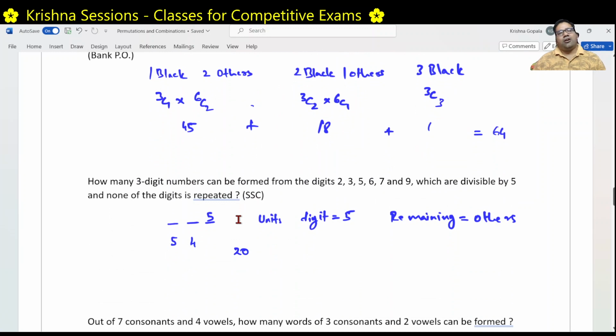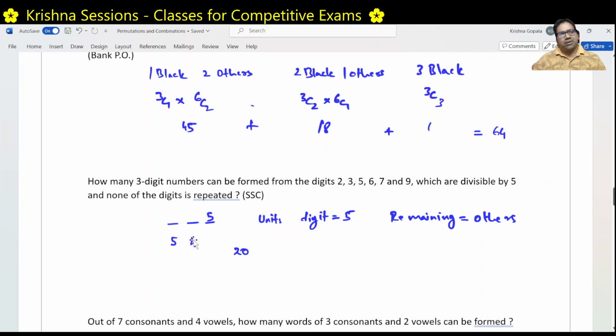Next one. How many three-digit numbers can be formed from the digits 2, 3, 5, 6, 7, 9, which are divisible by 5 and none of the digits are repeated? So the three-digit number has to be divisible by 5. What does that mean? Unit digit should always be 5. For the remaining two digits, how many choices do we have? 1, 2, 3, 4, 5. One digit we can have 5 options, because 5 is already taken. Here you can take 5 options. This one you can take 4 options.